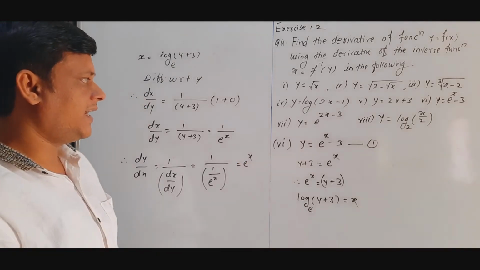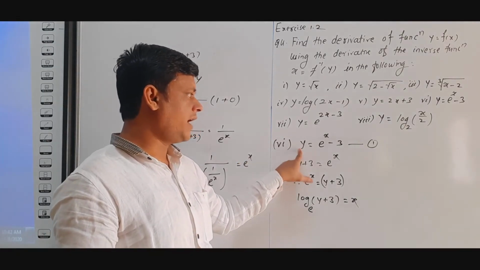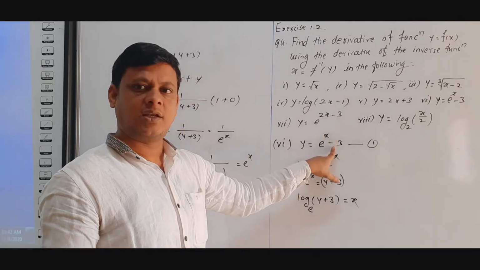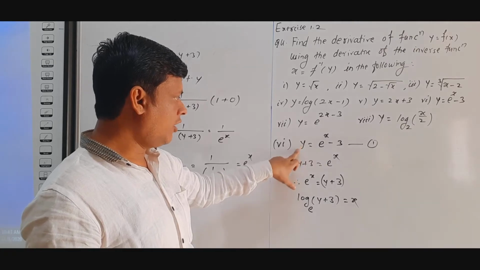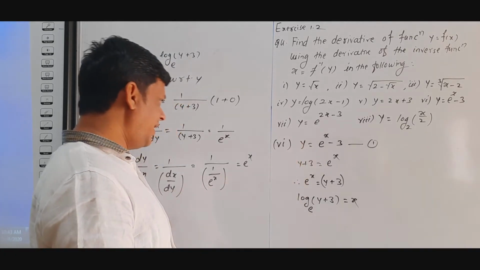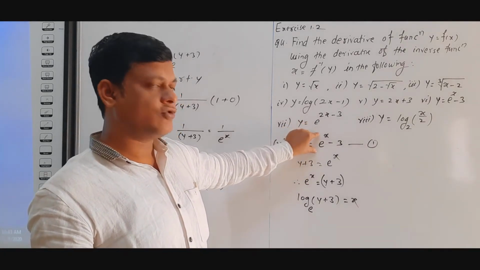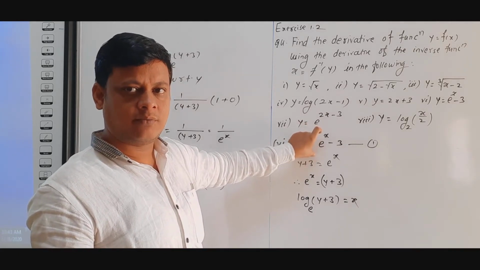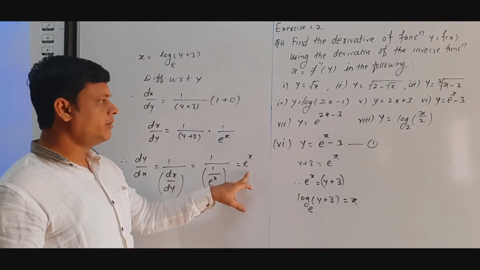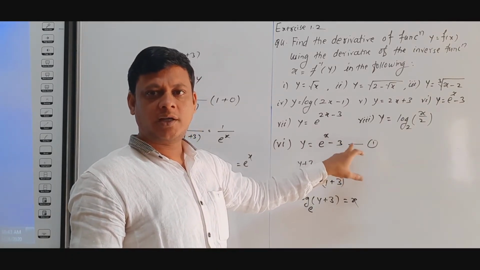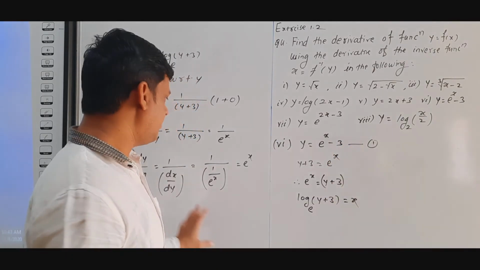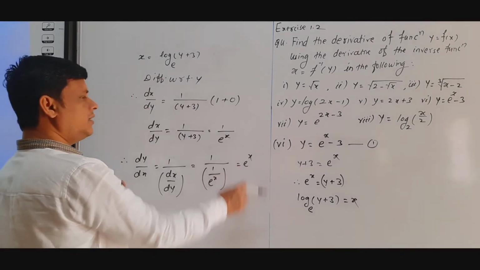Now you can directly check the derivative of this y equals to e raised to the power x minus 3 by taking derivative with respect to x. Derivative of y with respect to x is dy by dx. Derivative of e raised to the power x, that is derivative of first term, is e raised to the power x. Derivative of this 3, that is derivative of second term, 3 is constant, so its derivative is 0. That means our calculated value is right.